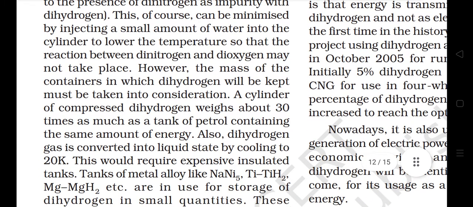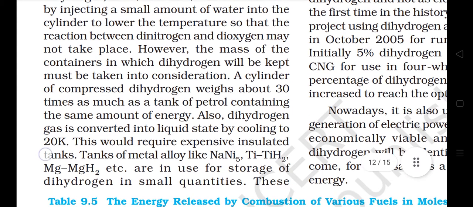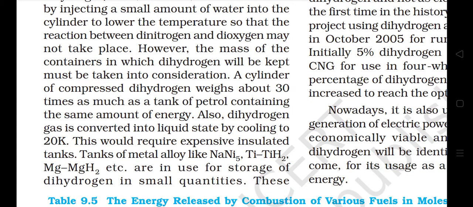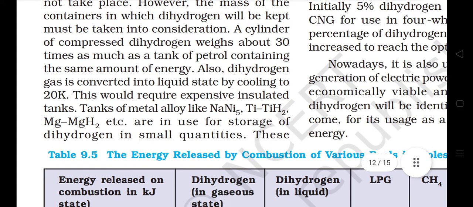However, the mass of the containers in which dihydrogen will be kept must be taken into consideration. A cylinder of compressed dihydrogen weighs about 30 times as much as a tank of petrol containing the same amount of energy. Also, dihydrogen gas is converted into liquid state by cooling to 20 Kelvin. This would require expensive insulated tanks.